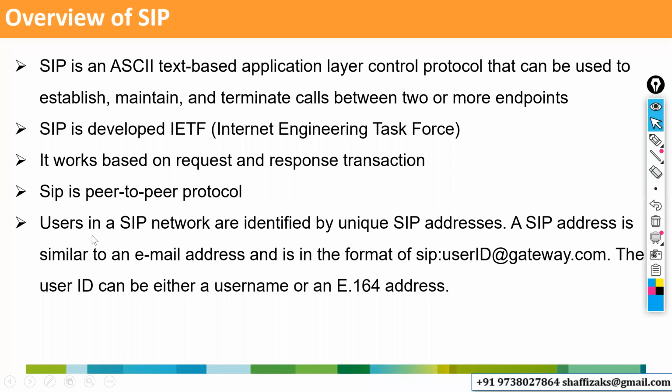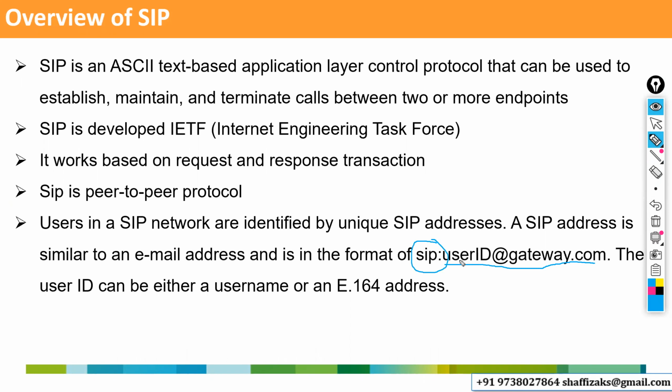Next, users in a SIP network are identified by using SIP addresses. A SIP address is similar to an email address, and it is in the format of SIP:userID@gateway.com. The user ID can be either a username or an E.164 address. That means how you can identify the SIP address: it always comes in the form of an email address. You can see this one, it looks like an email address, user ID at gateway.com. But before this, it has SIP: and then the user ID.